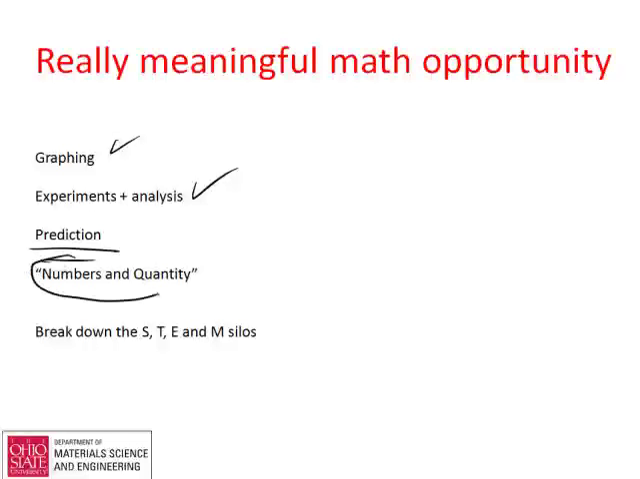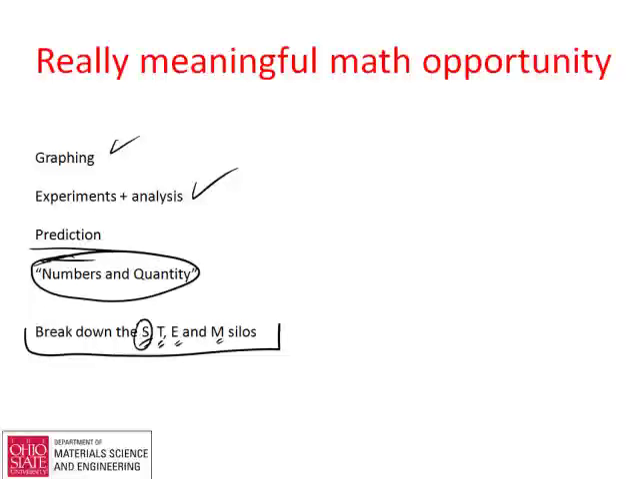One of the math standards that's big in high school is numbers and quantity. Basically, dimensional analysis: pounds per square inch, miles per hour, furlongs per fortnight, all kinds of those things. And I think examples like this can really break down the silos between science, technology, engineering, and math. It's an amalgam of all these things.